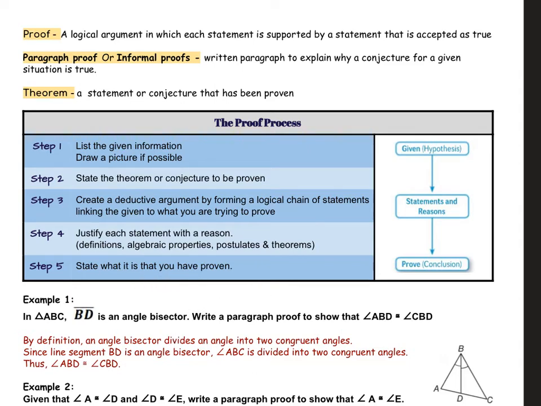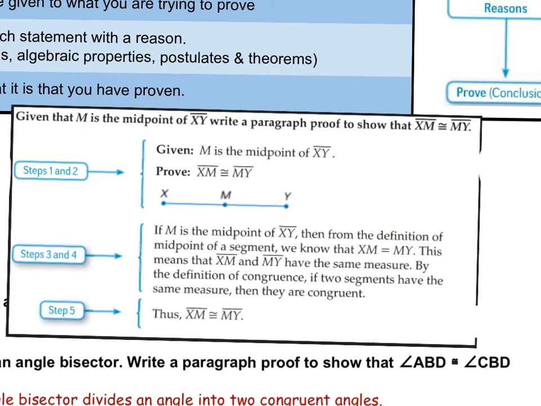So here, down below, I have an example. So this example states, given that M is a midpoint of line segment XY, write a paragraph proof to show that XM is congruent to MY. So you don't know what the image is. So what we did first was we went ahead and we wrote what we know, and then we drew a picture and what we want to prove. So given that M is a midpoint of XY here, prove that XM is congruent to MY. So here we have XM is congruent to XY.